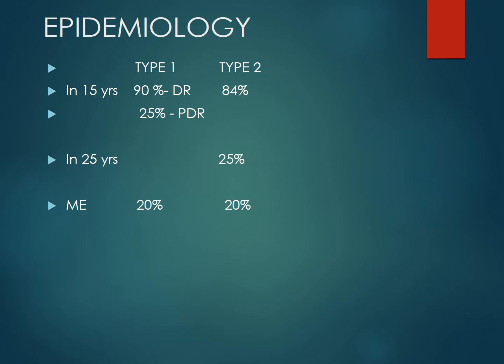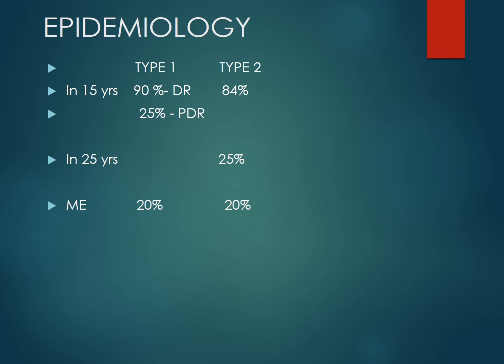So what is the epidemiology? In patients with type 1 diabetes, 90% of them are going to develop diabetic retinopathy in 15 years, of which 25% is going to be a severe variety called proliferative diabetic retinopathy. Whereas in type 2 patients, 84% are likely to develop diabetic retinopathy in 15 years, and they are likely to develop PDR in around 25 years. The incidence of macular edema is around 20% in both type 1 and type 2.